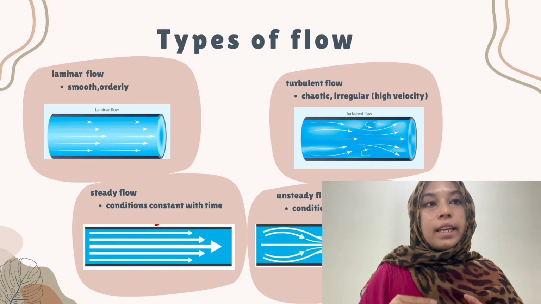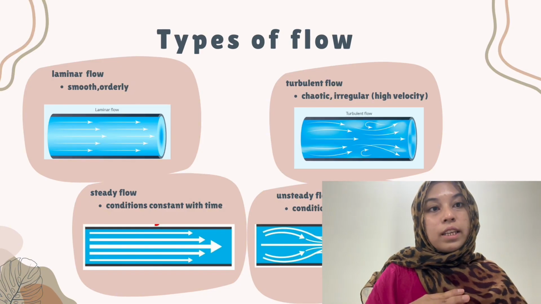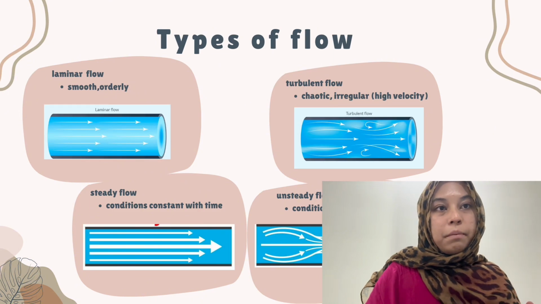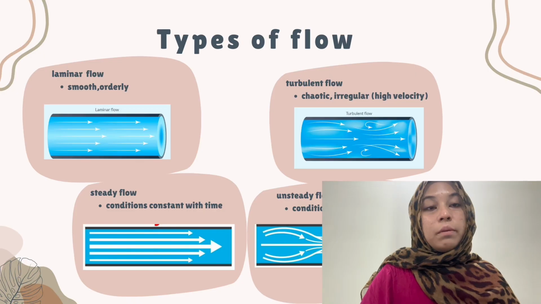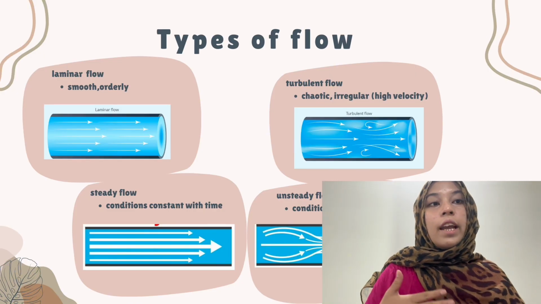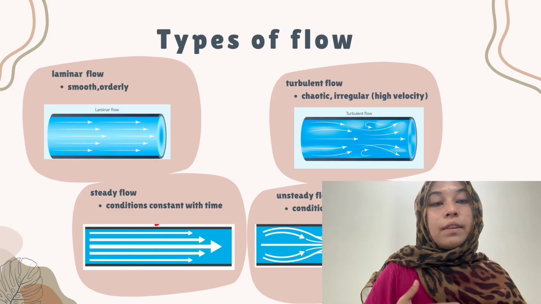Flow can also be steady, meaning the velocity and conditions do not change with time, or unsteady when they change. Knowing the type of flow is important because it affects design, calculation, and safety of civil engineering systems.